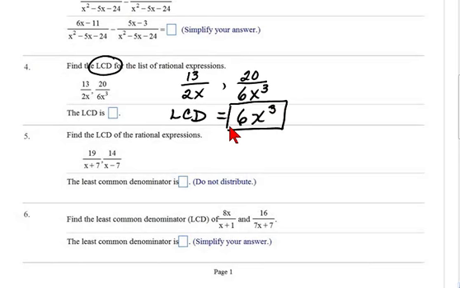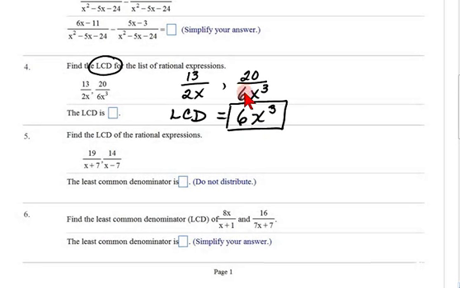You can check it. Does 2x go into 6x to the third? Yes. Does 6x to the third go into itself? Yes. Then it is the least common denominator. The rule is you're going to need one of every different kind of factor. You're going to need the high power.